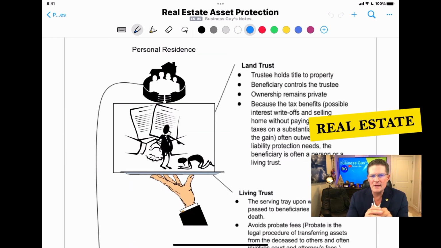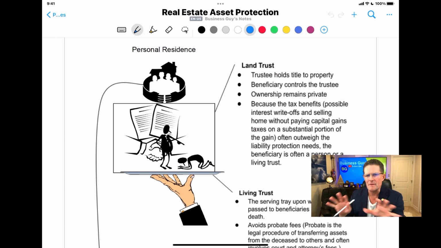Okay, for real estate, we need to separate it into separate tax categories. There's your personal residence, and that's one tax bucket. And then there's investment property, that's another tax bucket. Different tax rules apply, so we need to treat them separately.